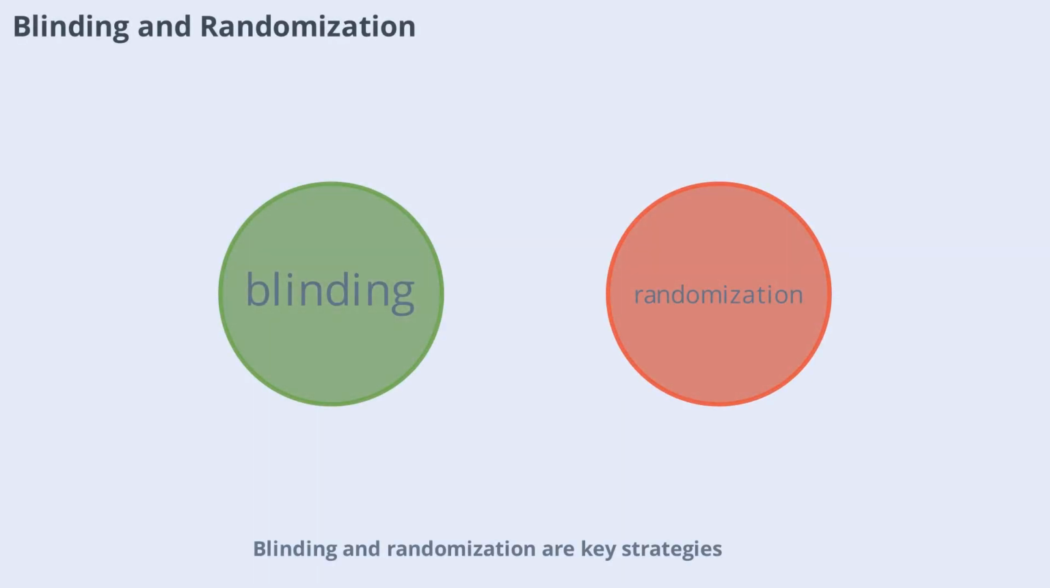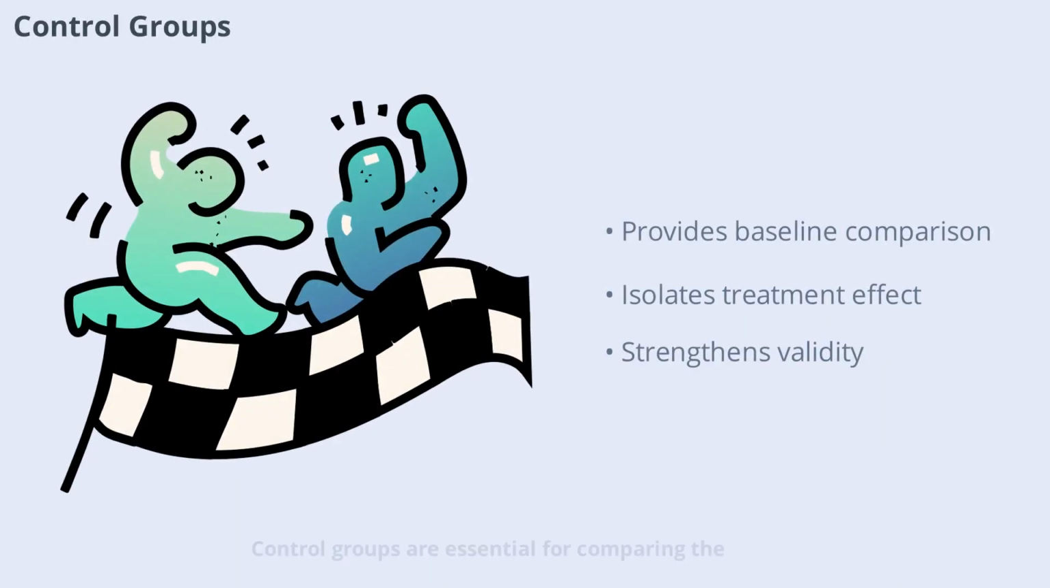Blinding and randomization are key strategies for reducing bias in biomedical research. Randomization ensures that participants are assigned to groups by chance, while blinding prevents participants and researchers from knowing group assignments. These techniques help ensure that observed effects are due to the intervention, not other factors, and increase the credibility of study findings.